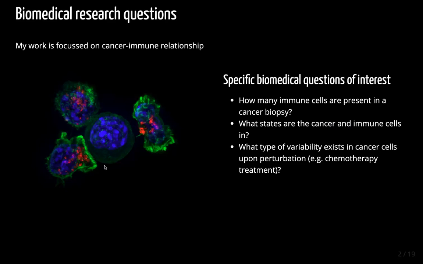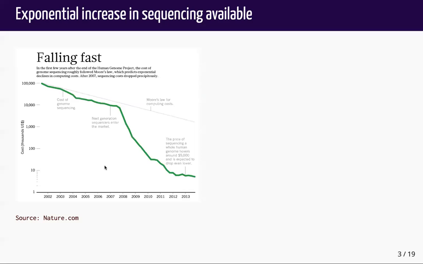Some of the specific questions that we're interested in are how many immune cells are present in a cancer biopsy, what states the cancer cells and immune cells are in, and what variability exists in the cancer cell population in general, but also what happens to them as we perturb them. It's only been fairly recently that we can actually answer these questions. A lot of that is driven by a reduction in the cost of sequencing.